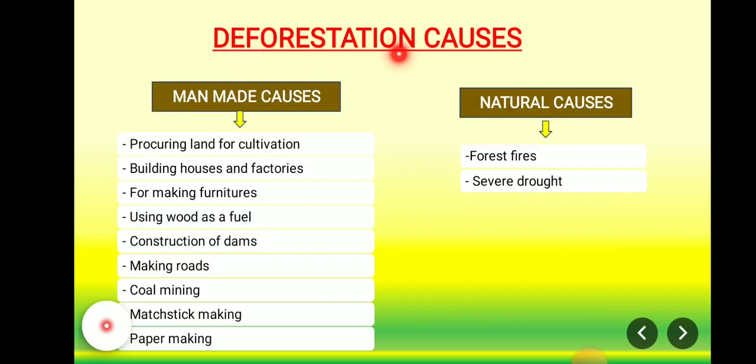Now the causes of deforestation. It can be of two types, either man-made causes caused by humans or natural causes. If we look at the man-made causes, they are procuring land for cultivation, building houses and factories, making furniture, using wood as a fuel, construction of dams, making roads, coal mining, matchstick making, paper making. And the natural causes are forest fires and severe drought.